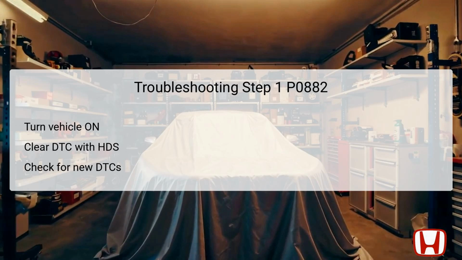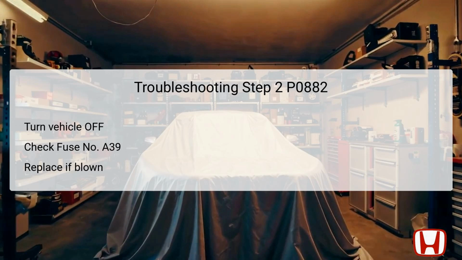If DTC P0882 reappears, it confirms that the failure is duplicated and necessitates further investigation according to the following troubleshooting steps. If the code does not reappear, the issue may have been intermittent, indicating that visual inspections of connections should be carried out. The second step focuses on checking the electrical components, particularly the fuses, which are critical for the electrical system's protection. Begin by turning the vehicle to the off mode to ensure safety while examining electrical components.